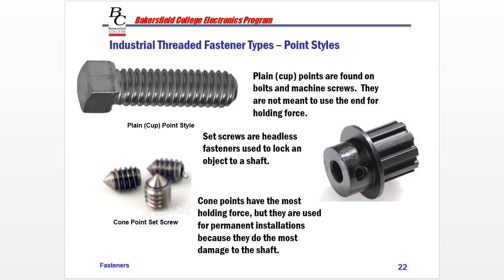And they're a headless fastener. So we actually use an Allen wrench normally that is cut inside of this to tighten it and loosen it. So then it sinks into the material and doesn't protrude out over the material. This cone point has the most holding force, but they're used for more permanent installations because they cause the most damage to the shaft. This cone point will be very hard in relation to the shaft, and it can dig in there and actually dent and cut into the shaft.